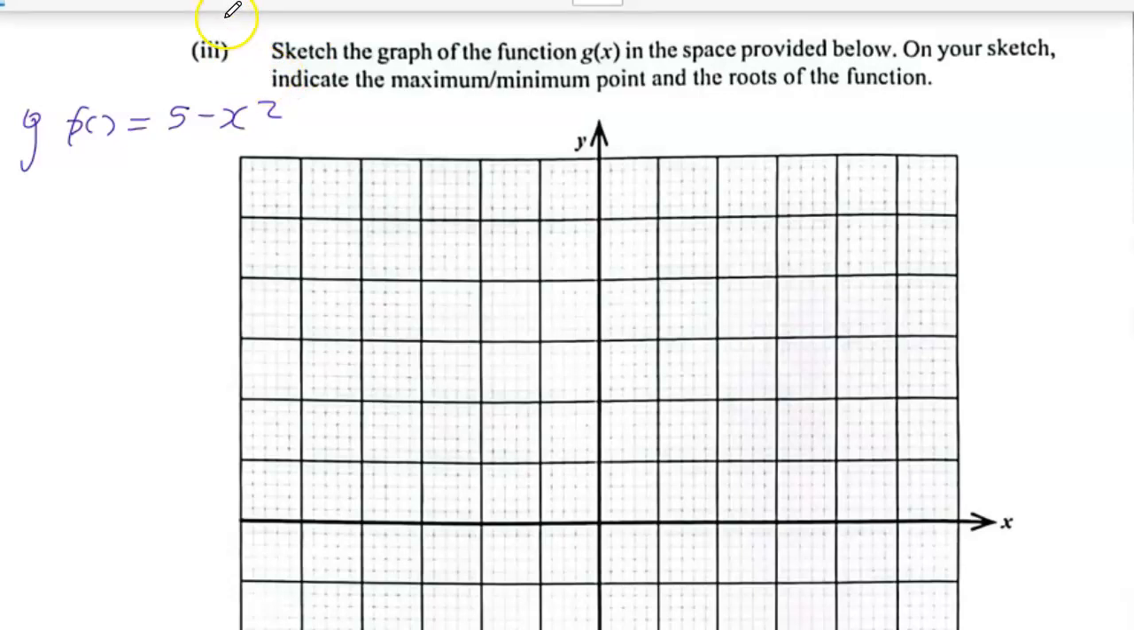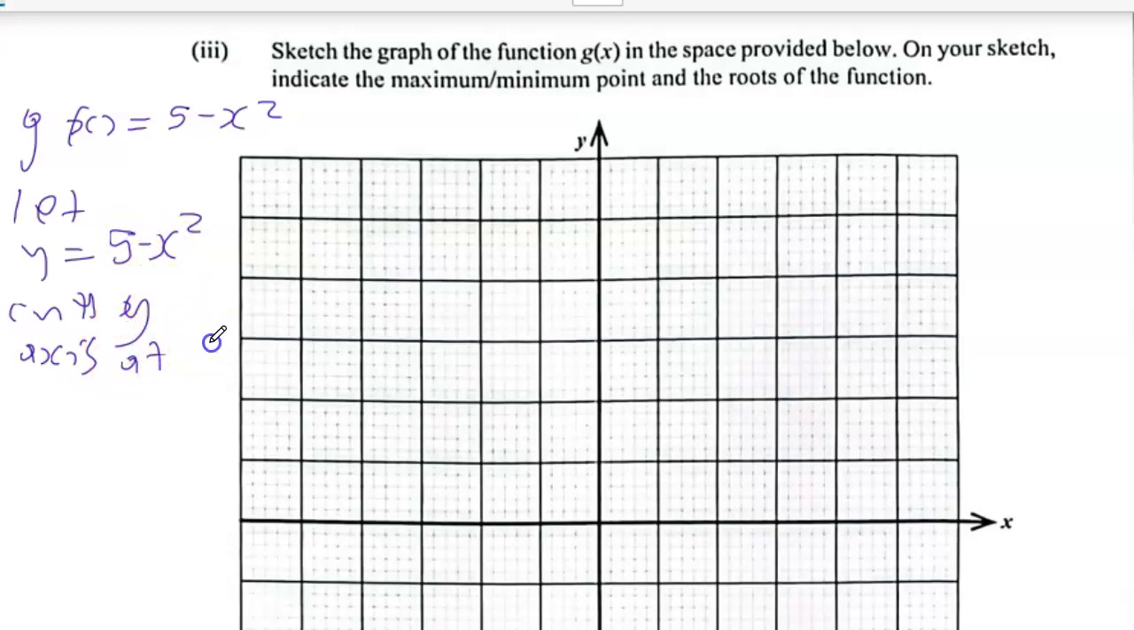That's the root. So we can let y be equal to 5 minus x squared. So we want to know where the graph cuts the y-axis. The graph cuts the y-axis at whatever the constant is in the function, 5. So this is 0, 1, 2, 3, 4, 5. So the graph will cut the y-axis at 5. When x is 0, notice y is 5.